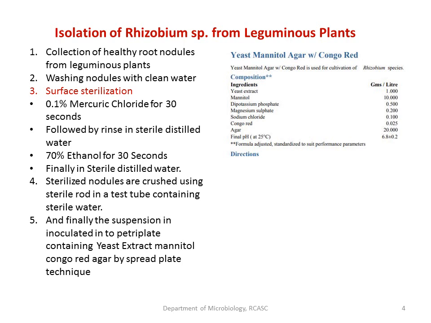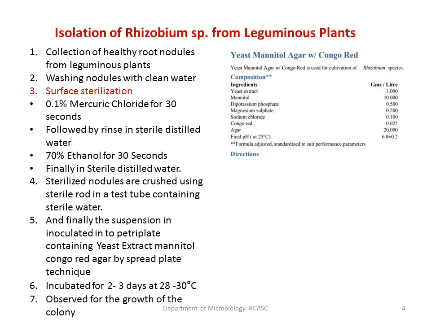Once the inoculation has been done, incubate for 2 to 3 days at 28 to 30, maximum 32 degrees Celsius. That is an optimum temperature for these soil bacteria to grow. So incubate for 24 hours to 3 days. Even 24 to 48 hours also is enough. You can wait till 3 days and observe for the growth of the colonies.